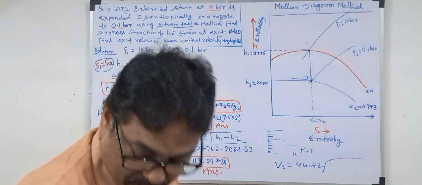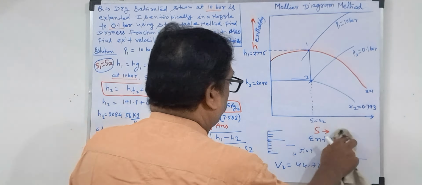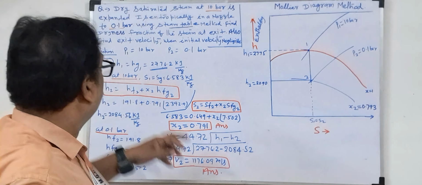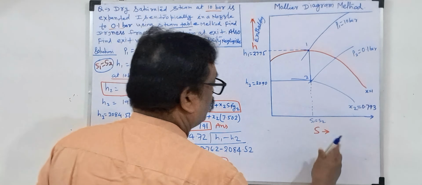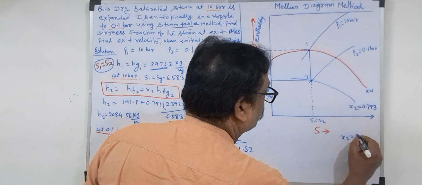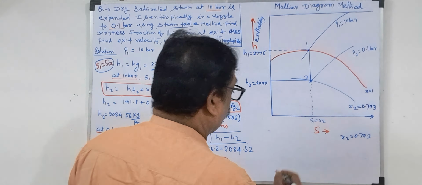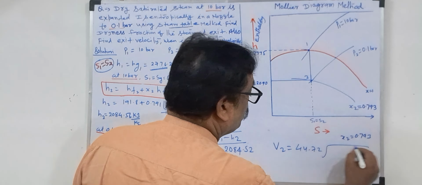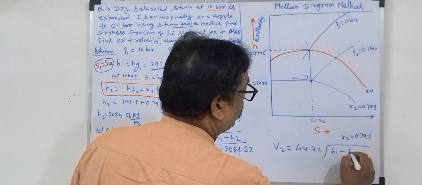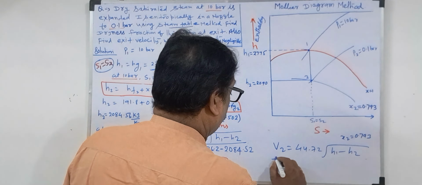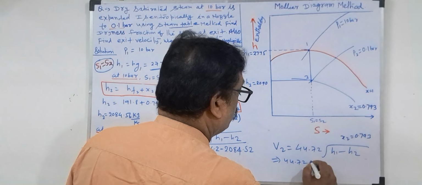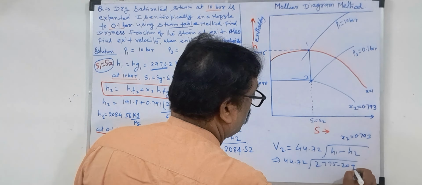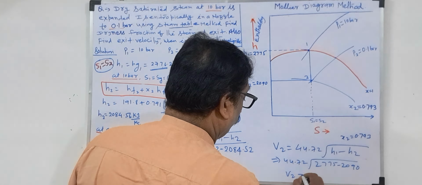44.72. Just 1 minute. How much answer is coming for us? We are writing now. What are they asking? Dryness fraction, X2. So X2 is our answer. First answer 0.793 by the Mollier diagram method. Then directly we write the formula 44.72 root of H1 minus H2. So 44.72 times root of H1, which is 2775, minus 2090. So directly you will get V2.